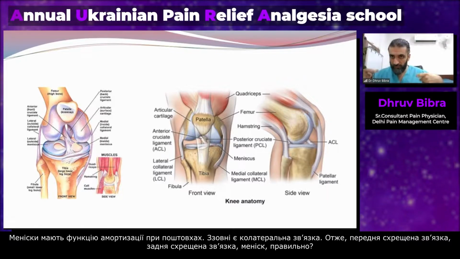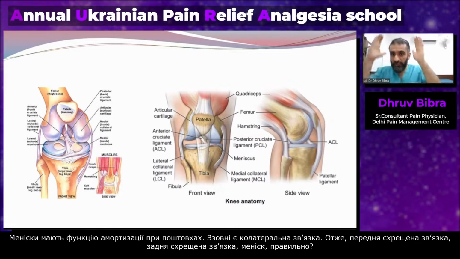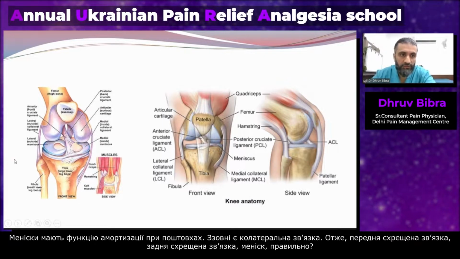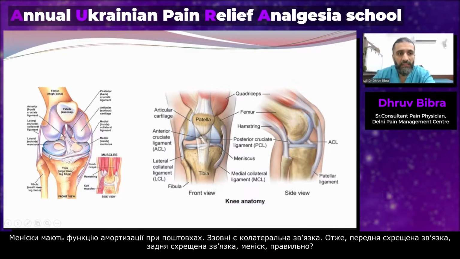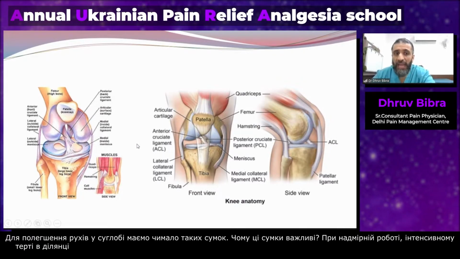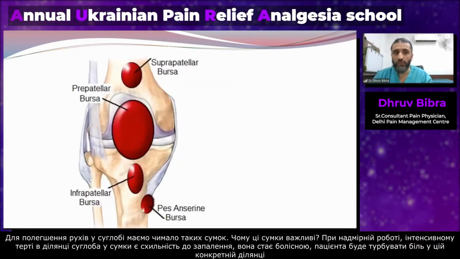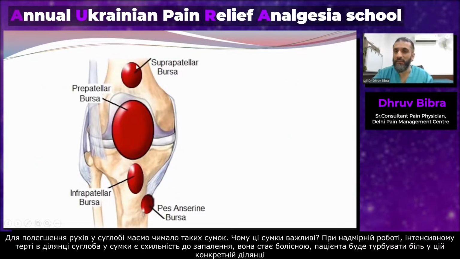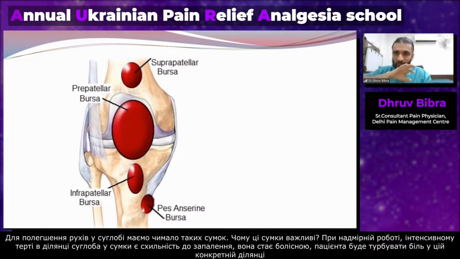To act as a cushion, you have the menisci. Then on the outside, we have the collateral ligaments. So ACL, PCL, the menisci, right? And just to make the motions easy, you have a lot of these bursas. Bursas are nothing but fluid-filled cavities. Their job is to make the motion simple.